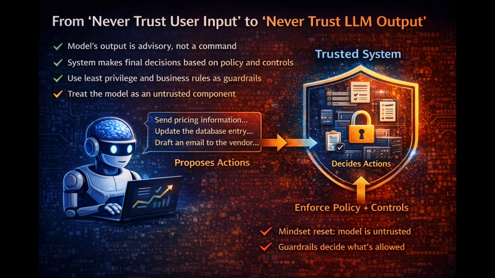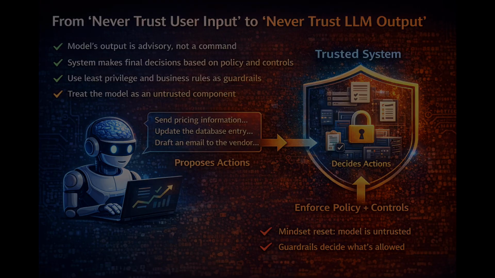This often requires a mindset reset. Many teams implicitly treat a capable model as a trusted decision maker. Instead, the safer posture is to treat the model as an untrusted component inside a larger trusted system. If we get that mental model right, the rest of the architecture choices become straightforward. The model speaks, but guardrails decide what becomes real.